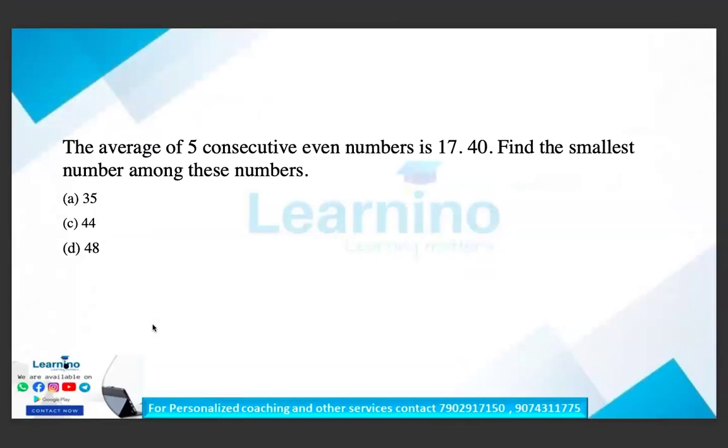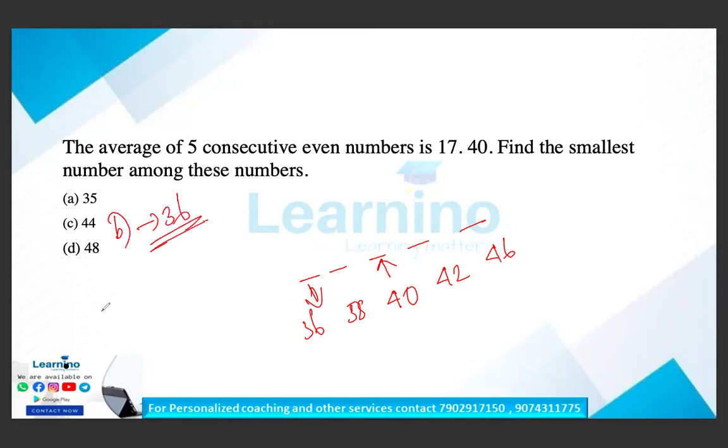Average of 5 consecutive even numbers is 40. Find the smallest number among the numbers. Consecutive, average of 5 consecutive even numbers: 1, 2, 3, 4, 5. So the middle term is 40. So to find the smallest: here 42, 46, here 38, 36. So the answer will be option B, 36. Option B, 36 will be the correct answer of this question.